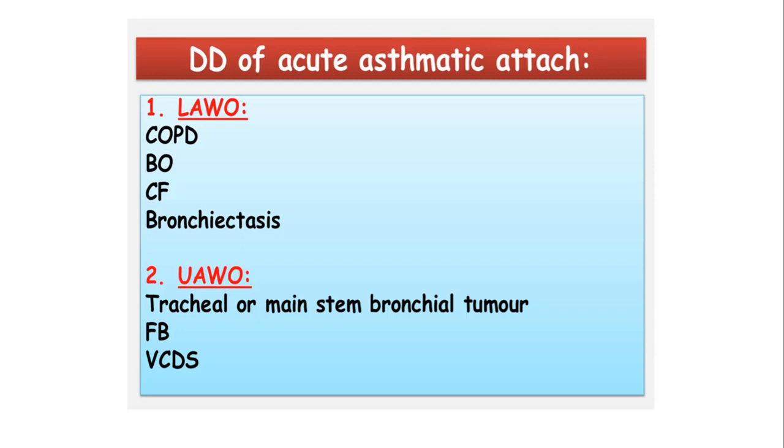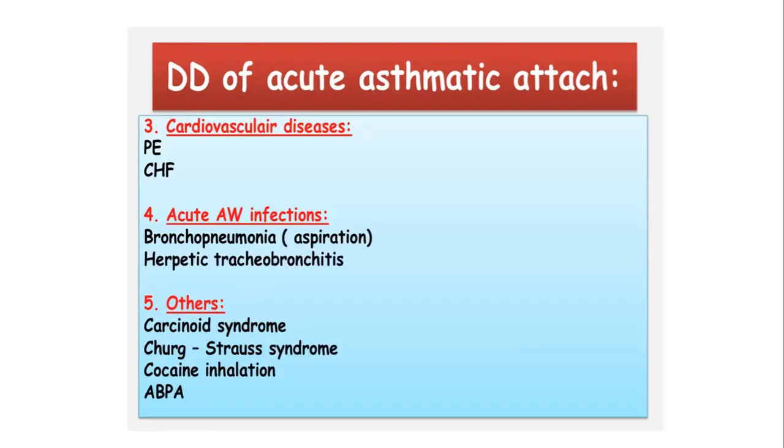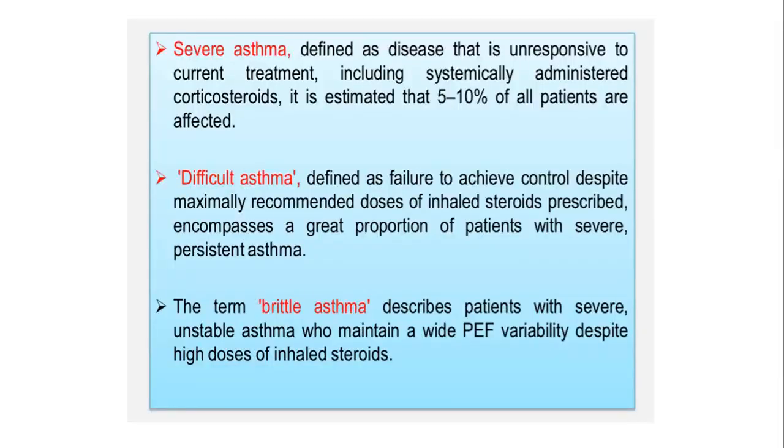COPD اللي هو bronchiolitis obliterans, cystic fibrosis, bronchiectasis for lower airway disease والupper airway trachea or mainstem bronchial tumor, foreign body, vocal cord dysfunction. Cardiovascular disease الناس اللي عندهم congestive heart failure and sometimes carcinoid, Churg-Strauss syndrome, cocaine inhalation, allergic bronchopulmonary aspergillosis, differential diagnosis of acute asthmatic attack.